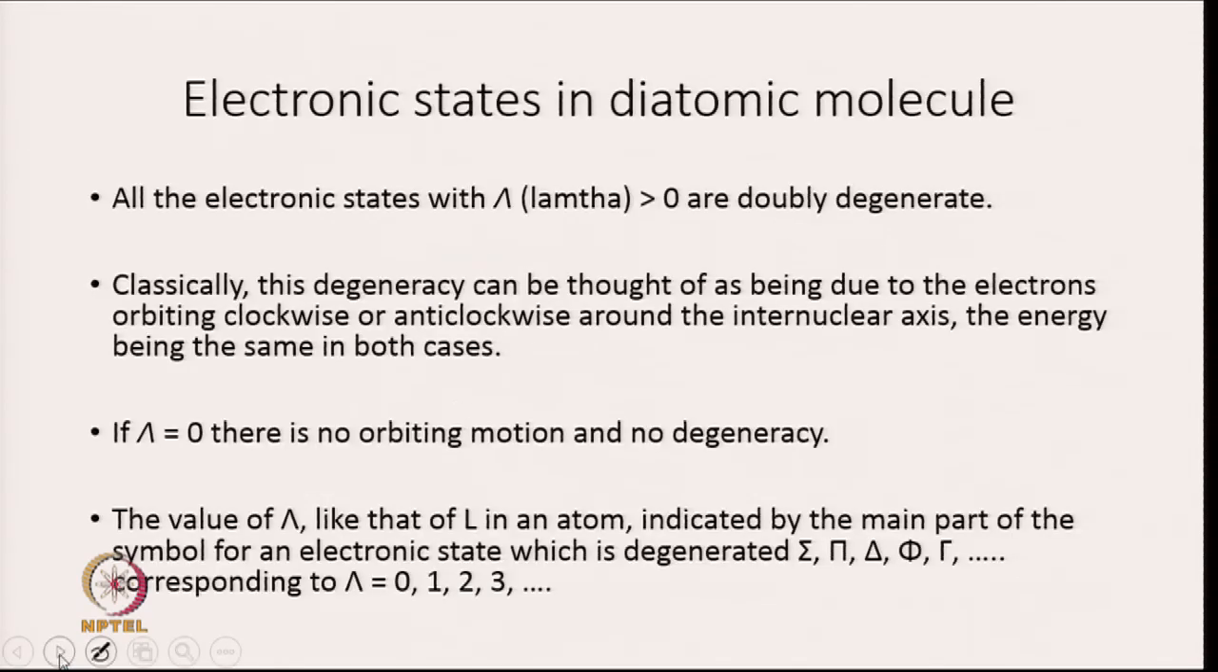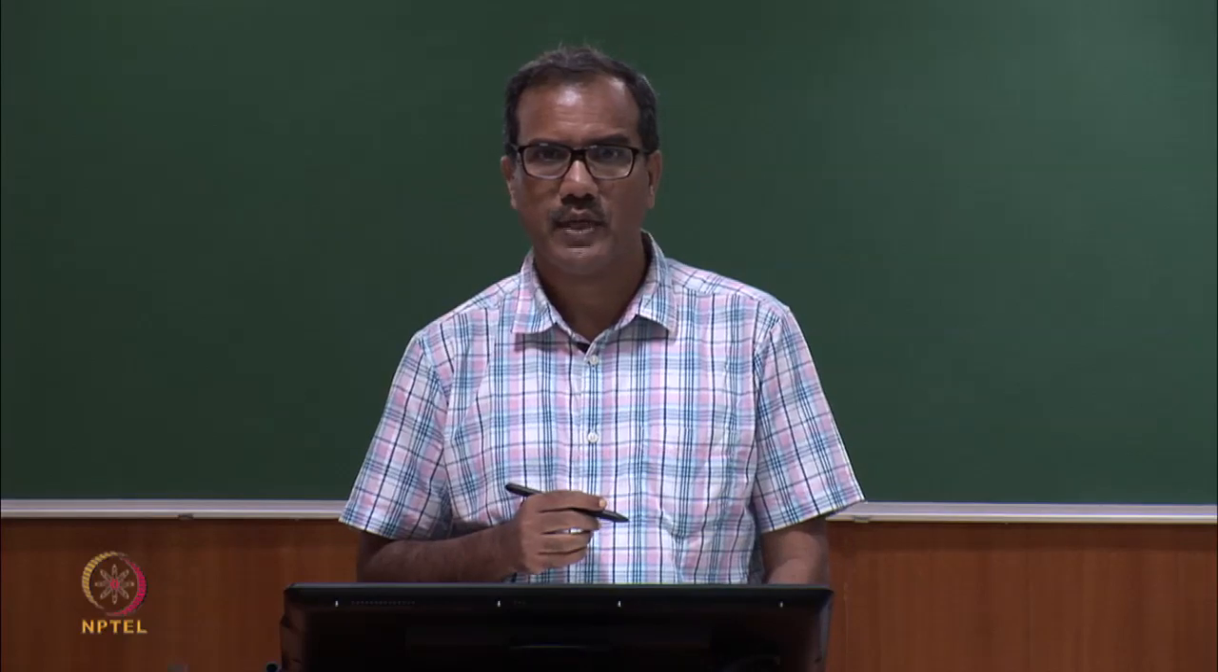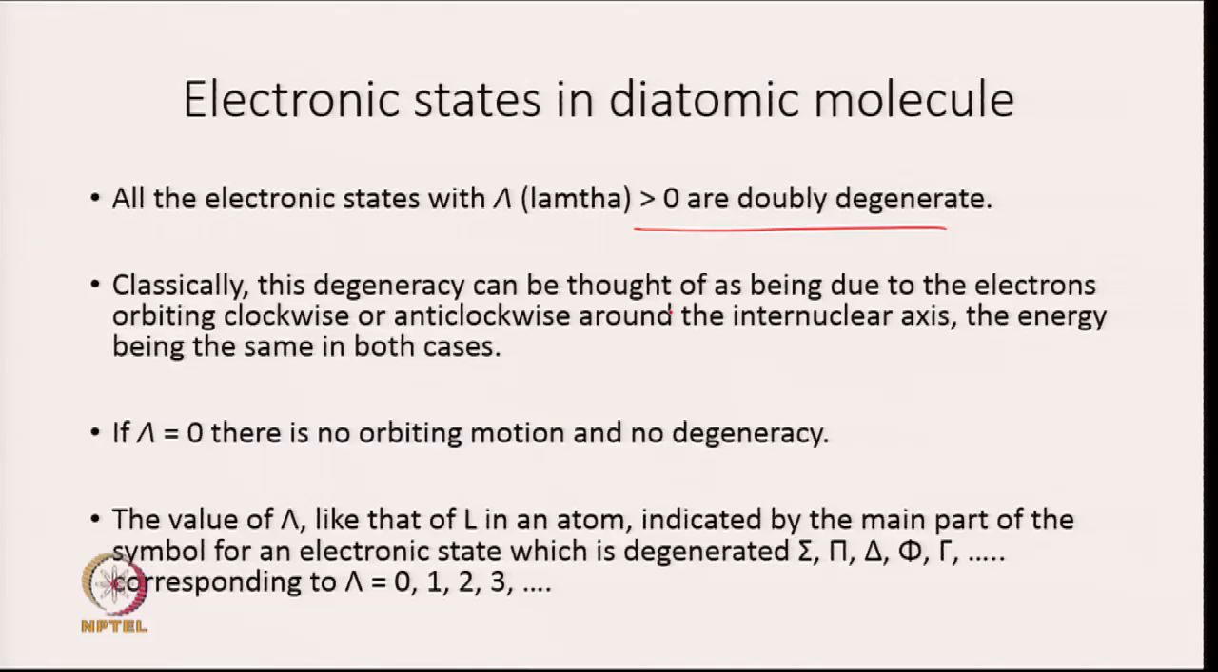Now, all the electronic states with lambda greater than 0 are doubly degenerate. Classically, this degeneracy can be thought of as being due to electrons orbiting clockwise or anti-clockwise around the internuclear axis, the energy being the same in both cases. When lambda is equal to 0, there is no orbiting motion and no degeneracy. So, lambda equal to 0 does not have any degeneracy, but lambda greater than 0 states are doubly degenerate.